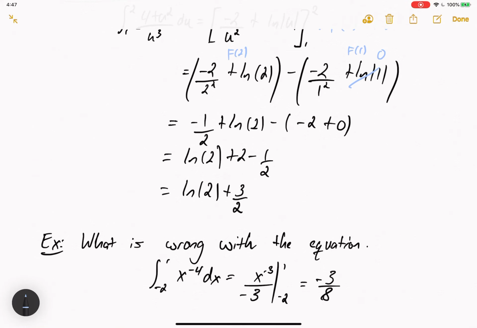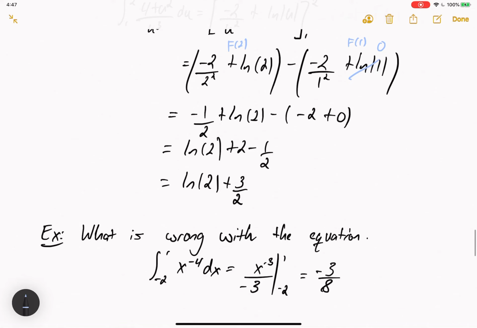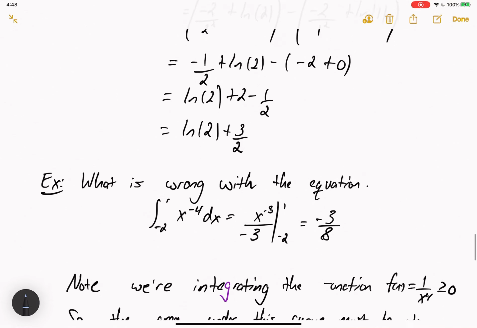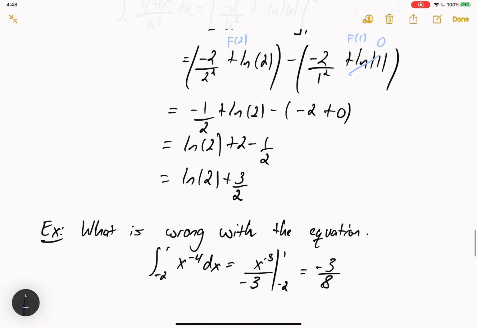We have to be careful with the Fundamental Theorem of Calculus, because if we're not careful, we can have some issues. Having an antiderivative is nice, but only if we use it properly. So let's look at this quick example before I explain. This is going to be the integral from negative 2 to 1 of x to the negative 4 dx.